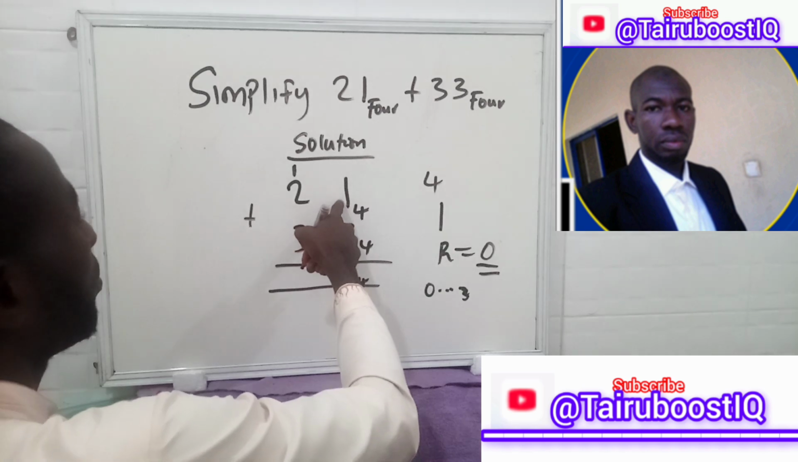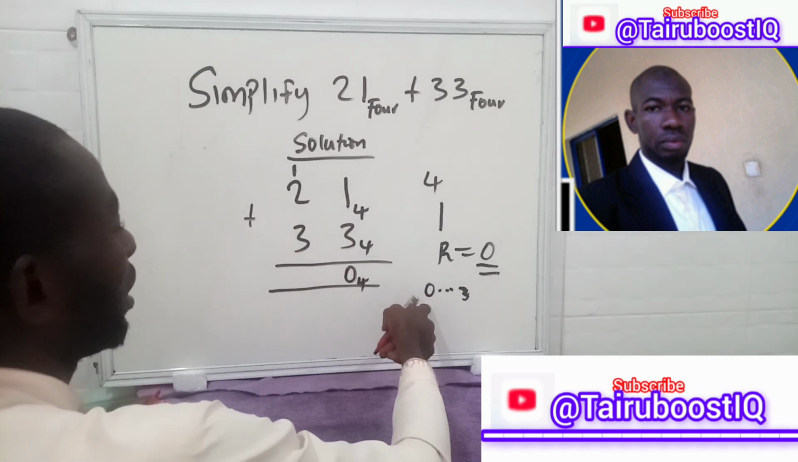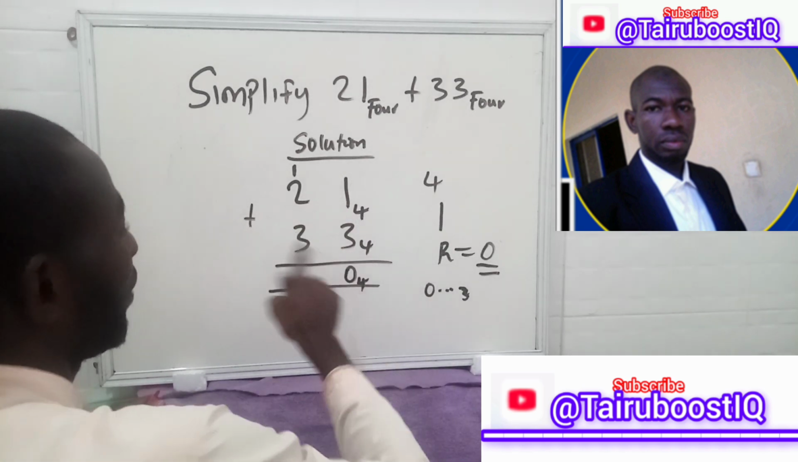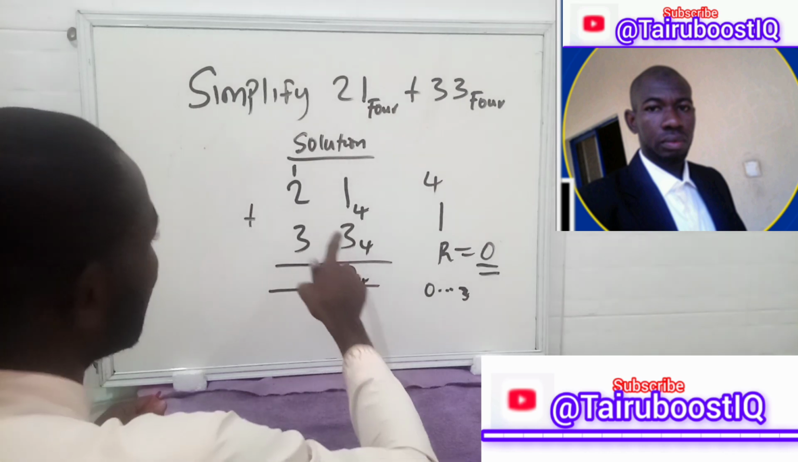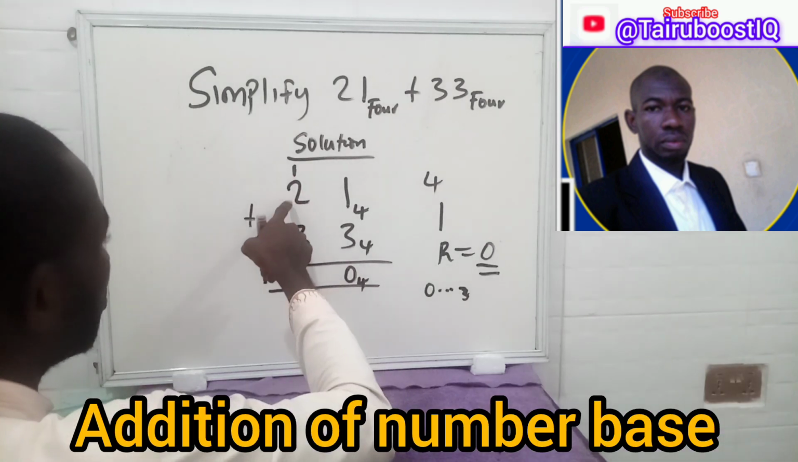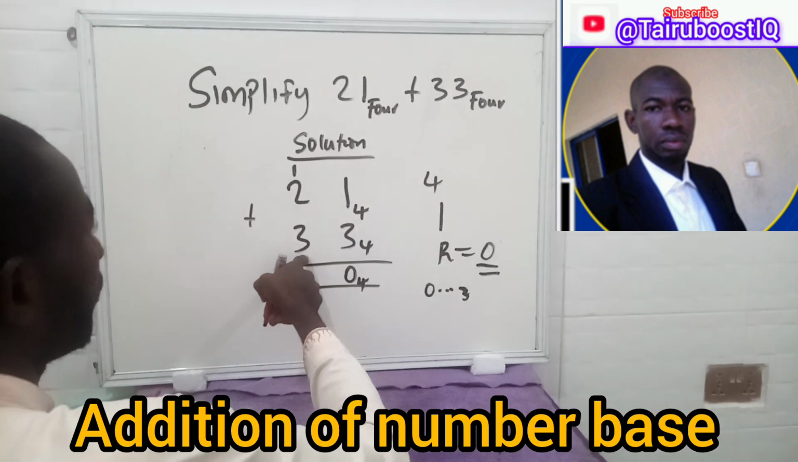That if we say what? 1 plus 3, we have answer like 0. 1 to 3 is not equal to the base, we leave our answer like that. Then the next, we say that what? 1 plus 2 will give us 3. 3 plus 3 will give us 6.